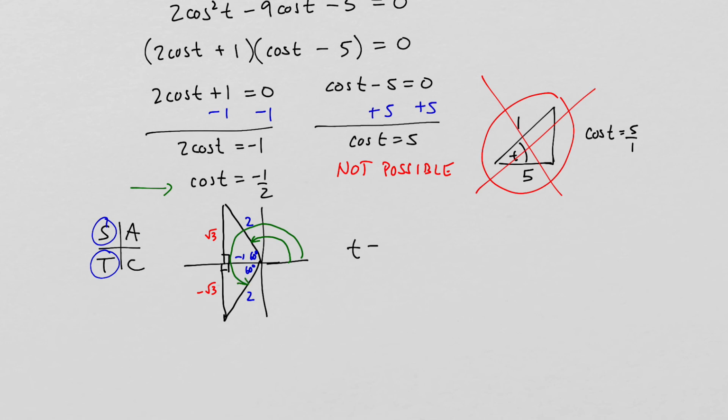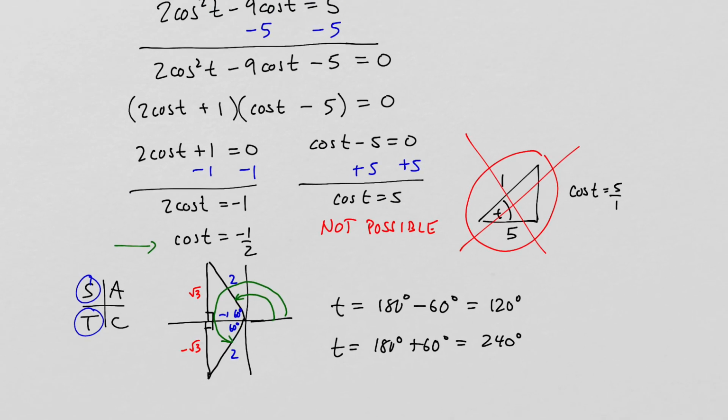So one possibility for t is 180 degrees minus 60 degrees, right? That's this first one. So you go to 180, and then you subtract 60 to get to here. And that is 120 degrees. Or the other answer is 180 degrees plus 60 degrees, which is 240 degrees. And that's simply because to get this angle, we go to 180 and then we add 60 to it. And so these are the two solutions.